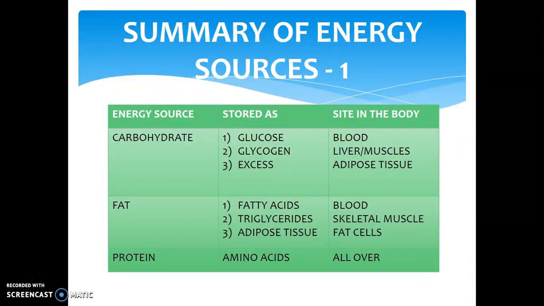Okay, so just a quick summary of the energy sources. So where do we get our energy from? In particular, our food sources. So carbohydrates, stored as glucose in the bloodstream, glycogen in the muscles and the liver, and an excess will be stored as fat or adipose tissue. Okay, so you can see where they're stored here. Fats are the secondary energy source. So we look at stored as fatty acids in the blood, triglycerides in the skeletal muscle, and as adipose tissue or fat cells. Protein, we break that down or store them as amino acids, and they're found all over the body.